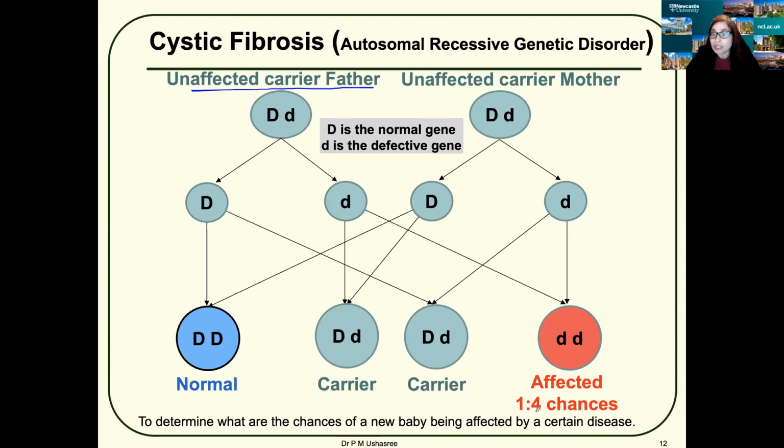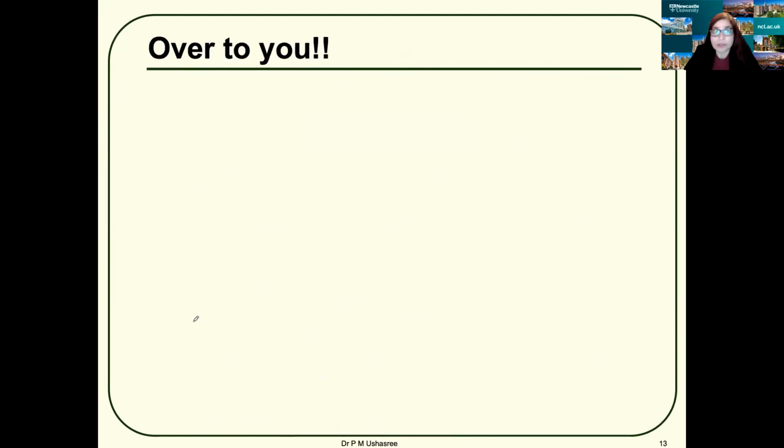So there is 1 in 4 chances that the baby is going to be a cystic fibrosis affected child. So that's probability, that is statistics. Statistics is used to determine what are the chances of a new baby being affected by a certain disease. So statistics is used in genetics also.